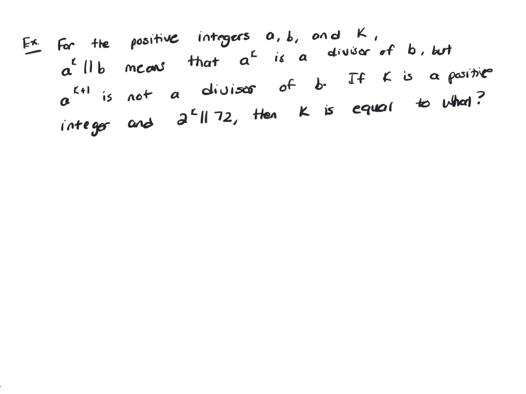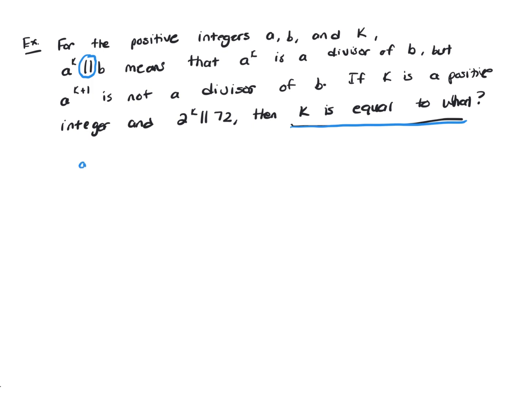This is an actual GMAT EA problem, so stop the video and ask yourself, what are you trying to find? K is equal to what? That's what we're trying to find. All right, this symbol is just made up math, okay?